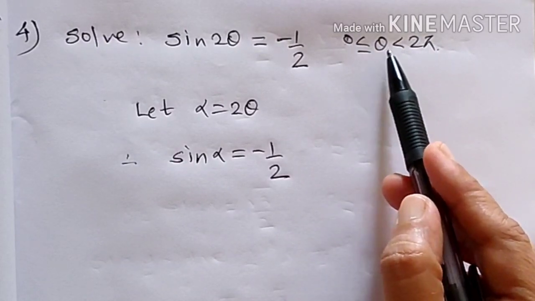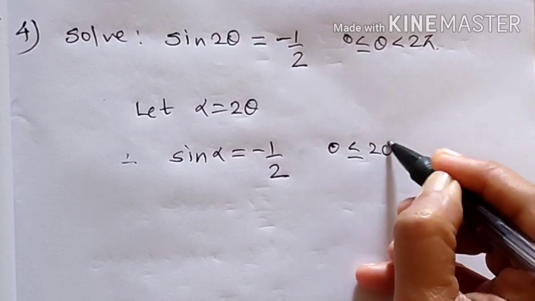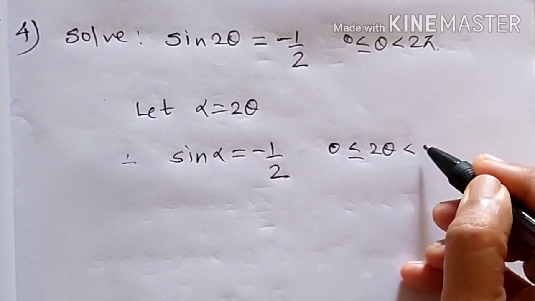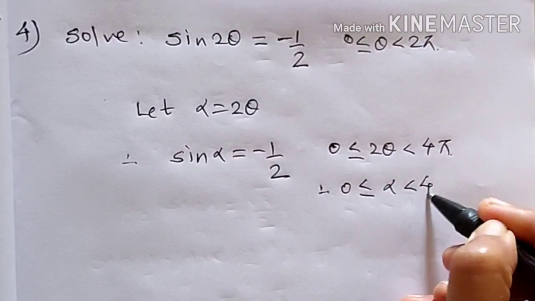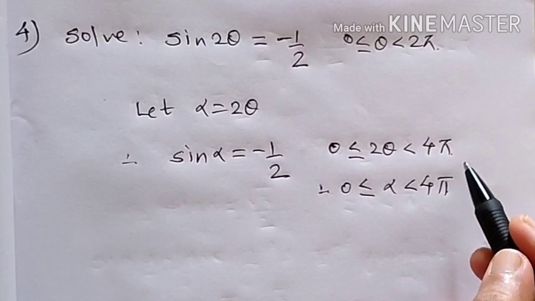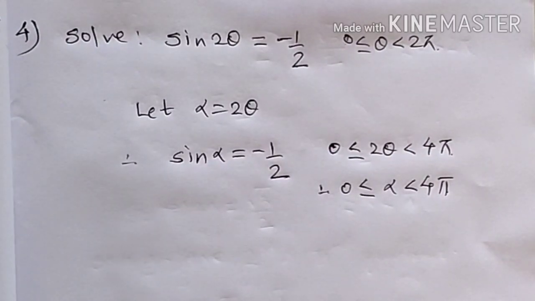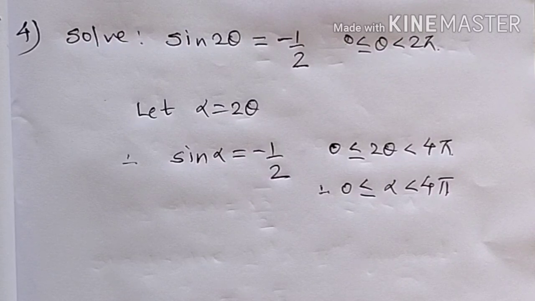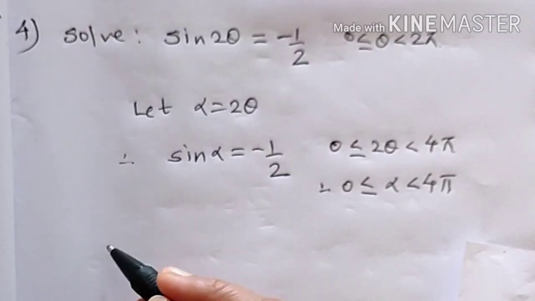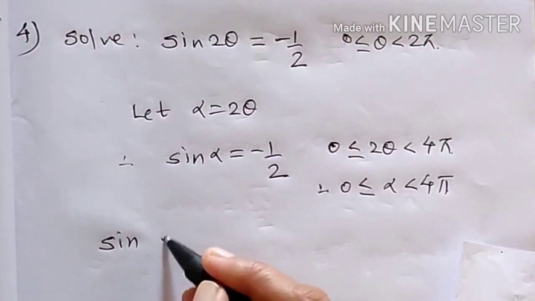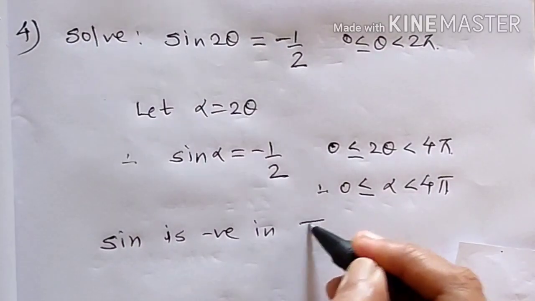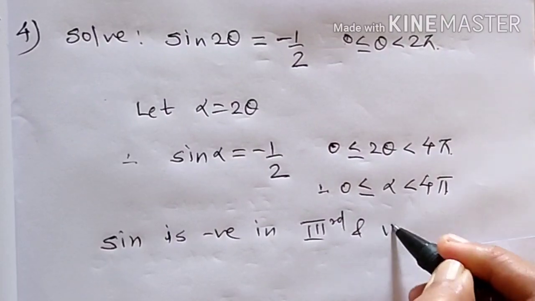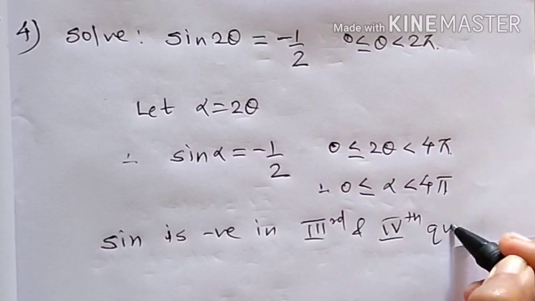Now, theta lies between 0 to 2 pi. So, what can you say about 2 theta? So, 0 less than or equal to 2 theta is less than 4 pi. That means our alpha lies between 0 and 4 pi. So, how many rotations do we require? Now, when you consider one rotation, we get 0 to 2 pi, right? And now we want 4 pi. So, there will be 2 rotations, right? Sine is negative in which quadrant? Sine is negative in the third and fourth quadrant.